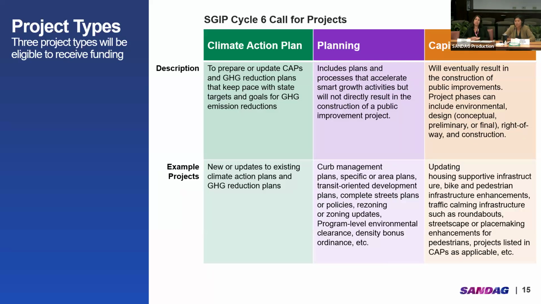Similar to previous rounds of funding cycles for the Smart Growth Program, staff proposes two types of projects that would be eligible to receive funding: planning and capital. And then to address the mitigation measures in the 2021 Regional Plan EIR, a third project type is proposed for climate action plans. The majority of the funds will, however, be made available to the capital category, as you'll see in the next slide.